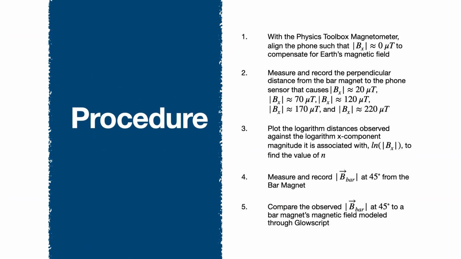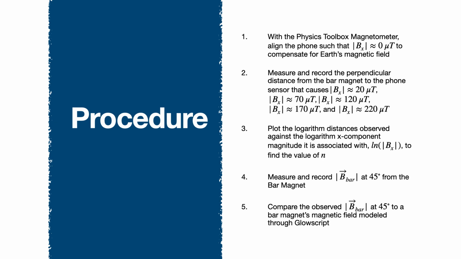First, with the physics toolbox magnetometer, I will align the phone such that the magnitude of Bx is approximately 0 to compensate for the Earth's magnetic field. Second, I'll measure and record the perpendicular distance from the bar magnet to the phone sensor that causes the magnitude of Bx to equal approximately 20, 70, 120, 170, and 220 microtesla 3 times each.